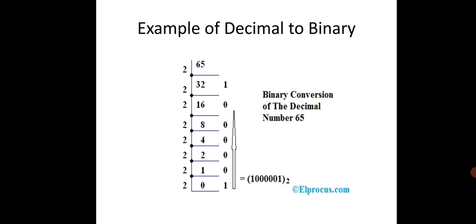So 1 0 0 0 0 0 1, and at the base you have to write down 2 because you have converted it into the binary number. So in this way, 1000001 is the binary for the decimal value 65.